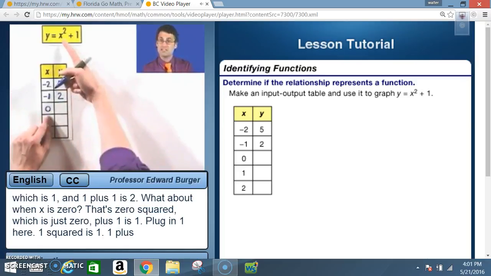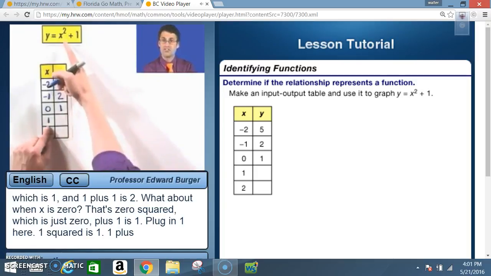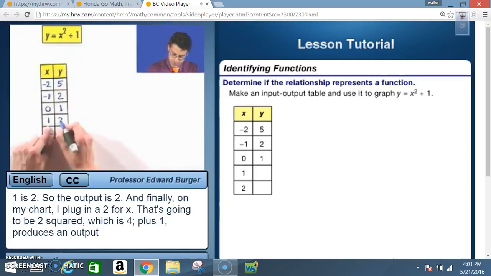What about when x is 0? That's 0 squared, which is just 0. Plus 1 is 1. Plug in 1 here. 1 squared is 1. 1 plus 1 is 2. So the output is 2.